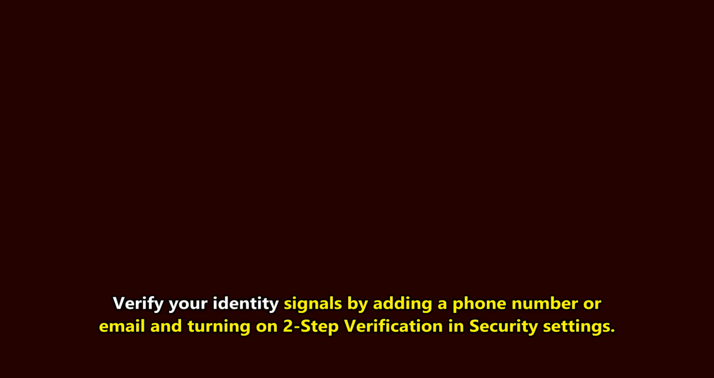Stop mass following, mass liking, or rapid commenting because automated behavior often triggers temporary freezes. Wait at least 24 hours if it is a temporary security freeze, and avoid repeated login attempts during that period. Verify your identity signals by adding a phone number or email and turning on two-step verification in security settings.